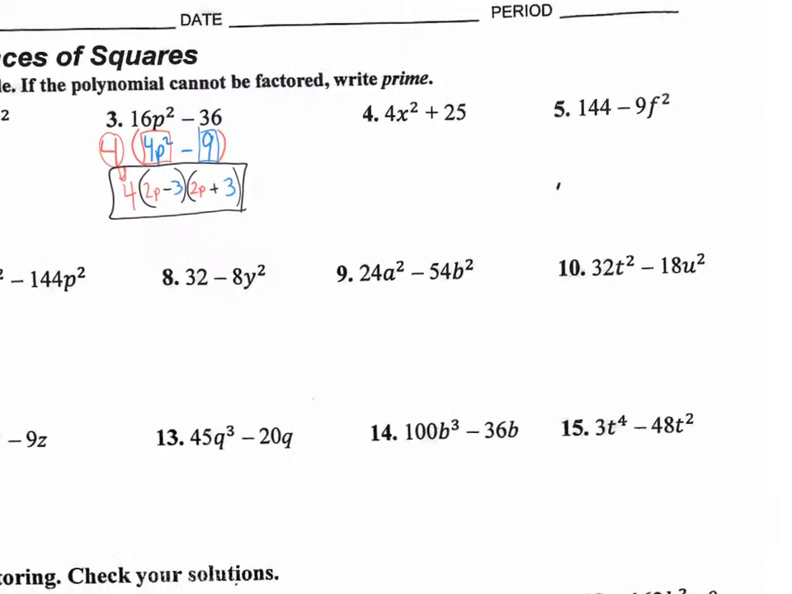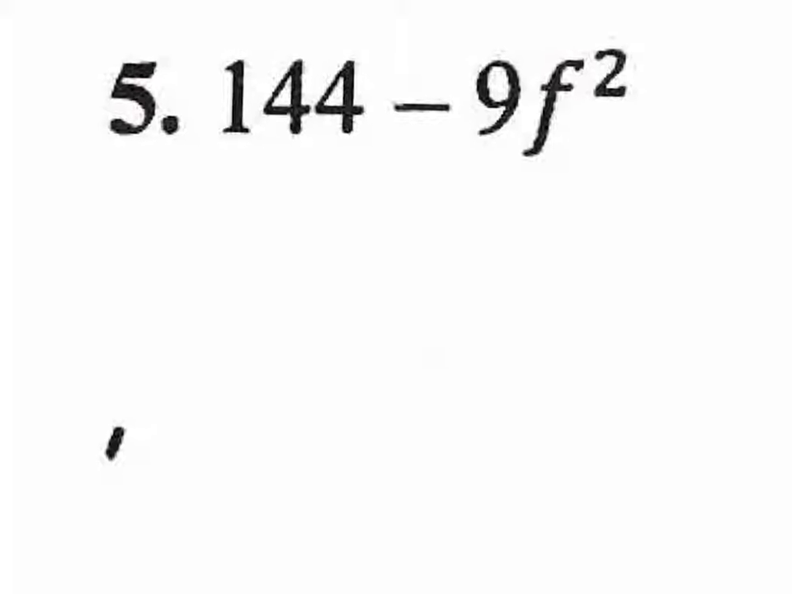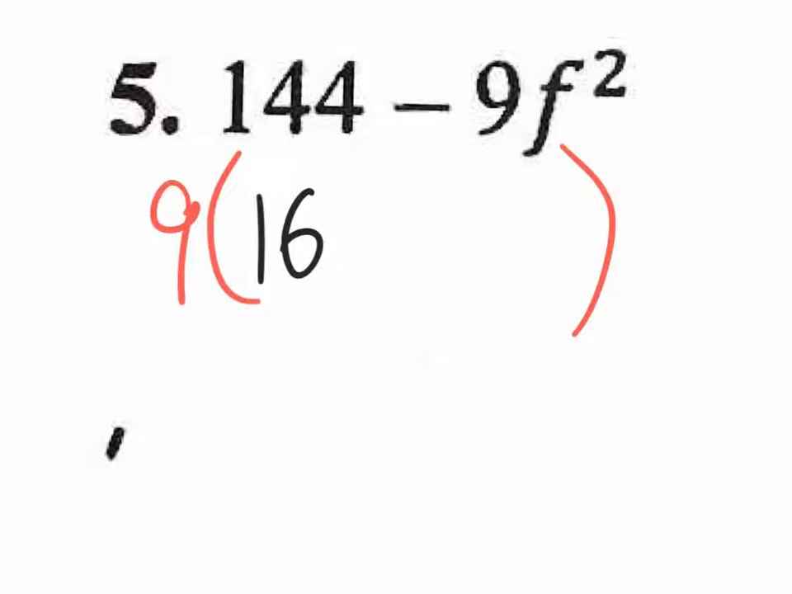Let's try number 5. Do we have a difference of two squares? Okay, so we do have a difference of two squares, but before beginning, always try to pull out a GCF. And with the calculator, you could see that you can pull out a 9. Now, if I divide 144 by 9 on the calculator, 16. So we have a 16 here. And then 9 times what gets us to a negative 9f squared? Well, that'll be a minus 1f squared, right? Or just minus f squared.